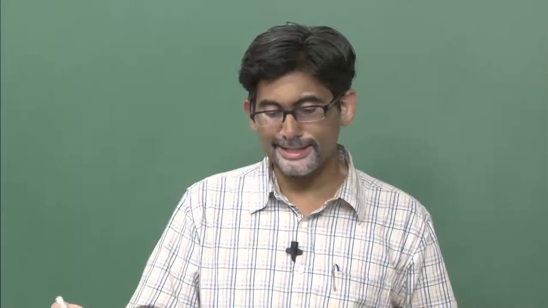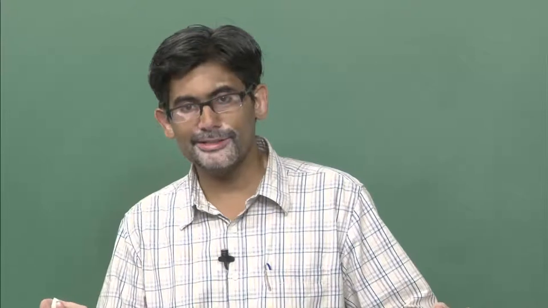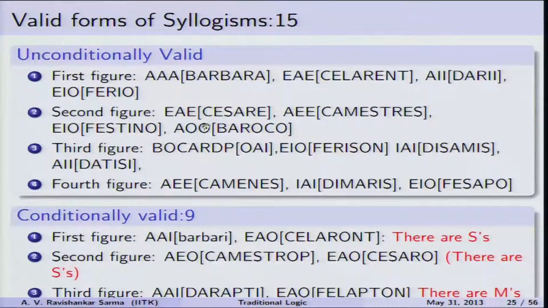The fifth rule is that at least one premise must be affirmative. What are the affirmative propositions? Categorical propositions A and I are affirmative categorical propositions. Now we can see this observation clearly in the unconditionally valid syllogisms. In the first figure we have A, so at least one affirmative proposition is already there. The A proposition is an affirmative proposition.